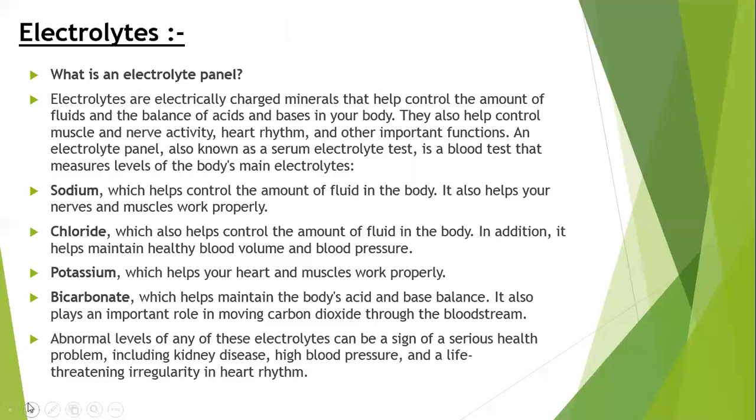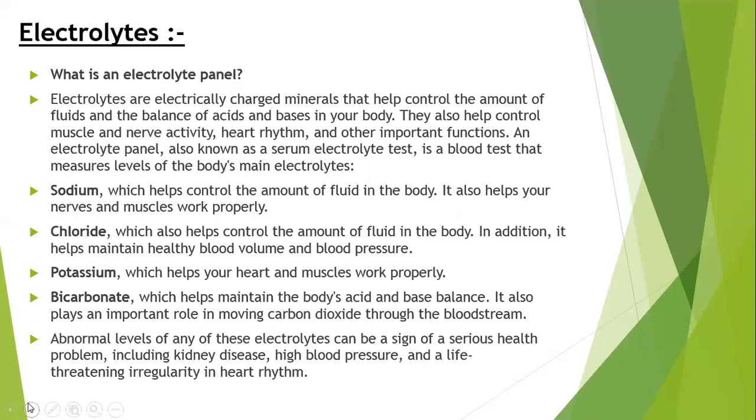Now we'll come to electrolytes, because in the renal function test, electrolytes are simultaneously important. What are electrolyte panels? Electrolytes are electrically charged minerals that help control the amount of fluid and the balance of acids and bases in our body. They help control muscle and nerve activity, heart rhythm, and other important functions. The electrolyte panel includes sodium, which is very important, potassium, chloride, and bicarbonate. The levels increase and decrease depending on the kidney disorder.